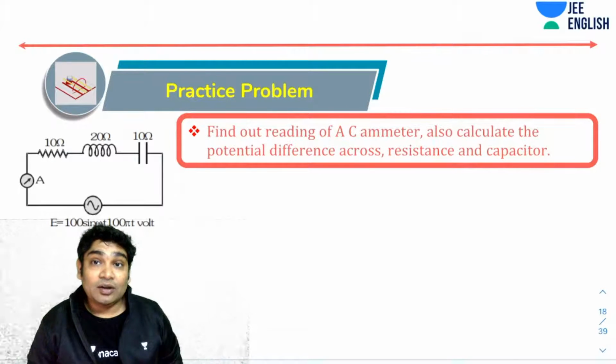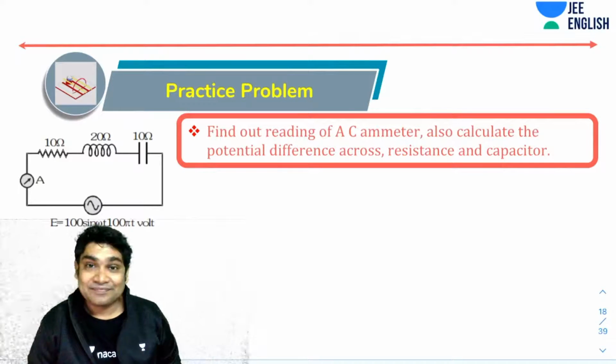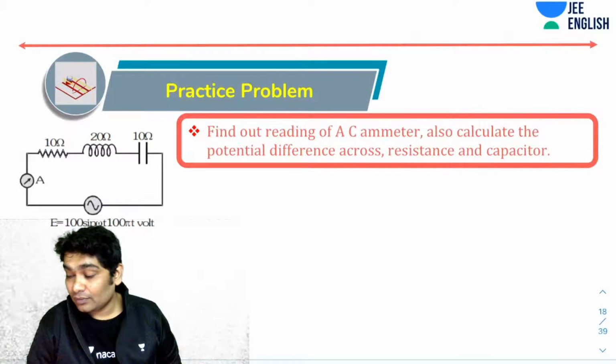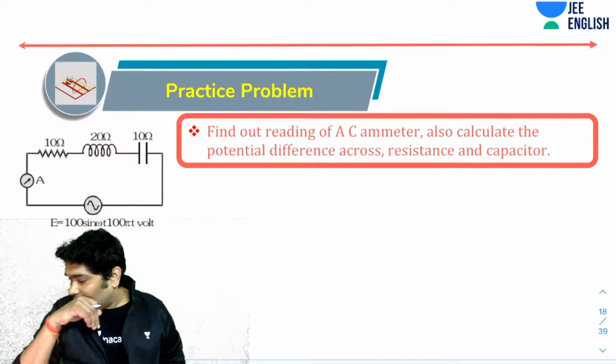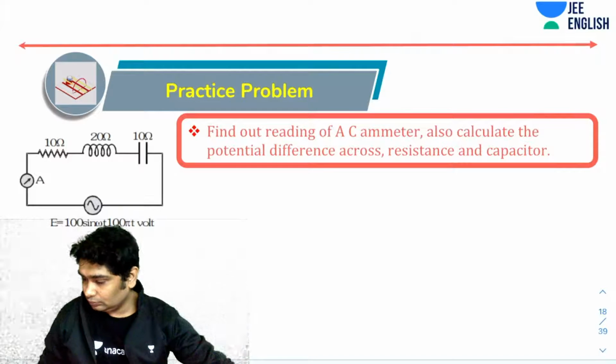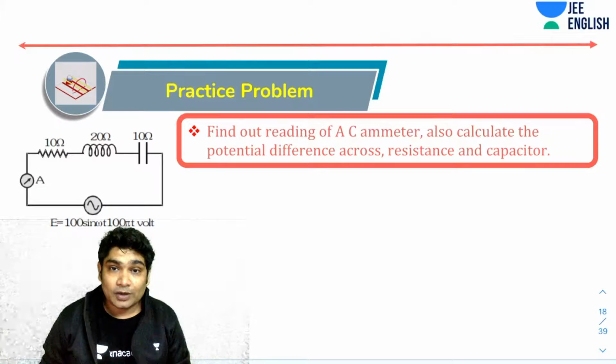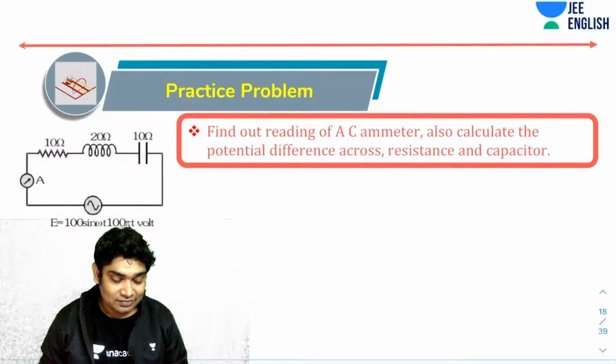So here you've been told you have to find out the reading of the AC ammeter, and also calculate the potential difference across the resistor and the capacitor. Okay, so let's see that. Okay, what do you think those will be? So think about this. Okay, so try this, try this. This should be easy again.